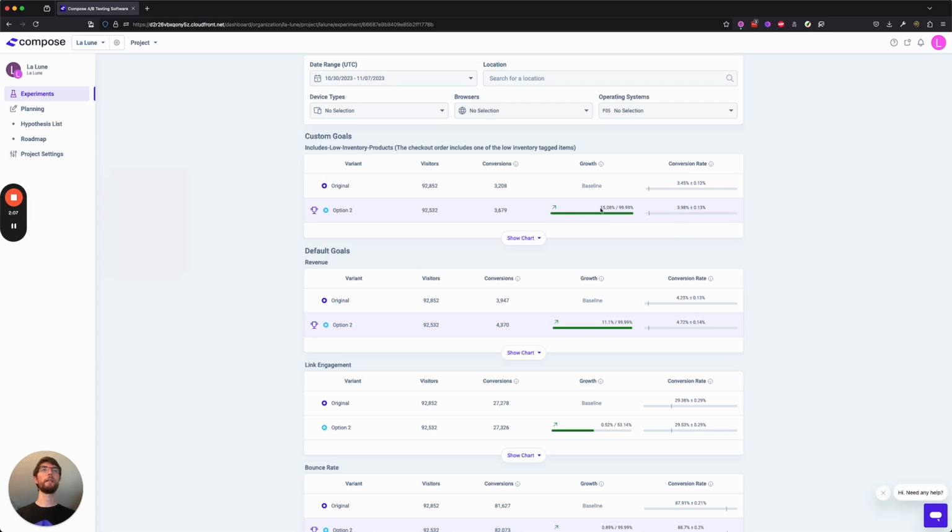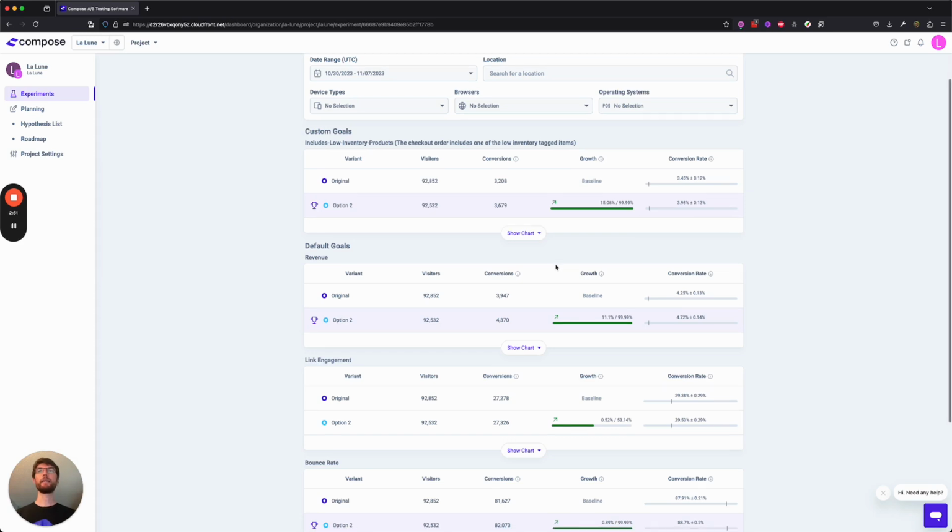So the improvement here, this 15% growth number, means that our 3.98% conversion rate of option 2 is doing 15% better than our 3.45% conversion rate of our original variant. And then here are our error margins. So you can see this is with plus or minus 0.12%, and our option 2 is plus or minus 0.13%, to get a view of those error margins.